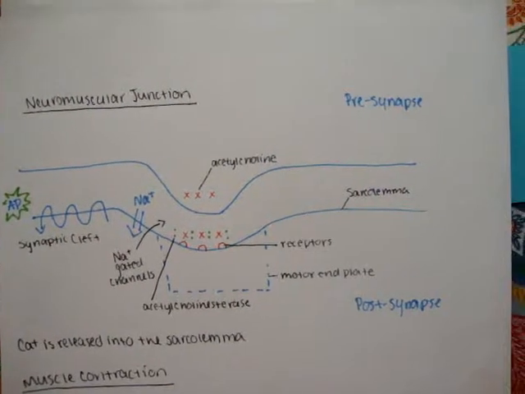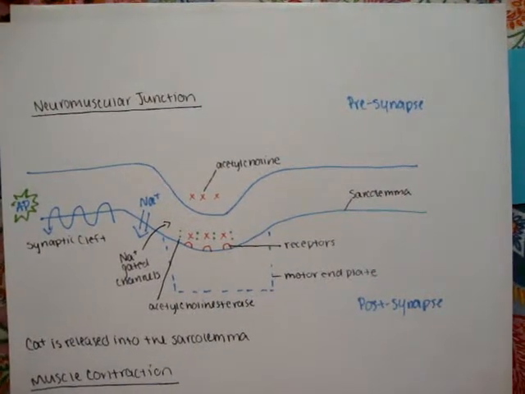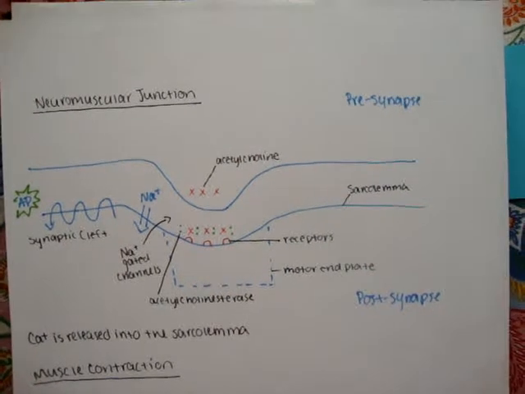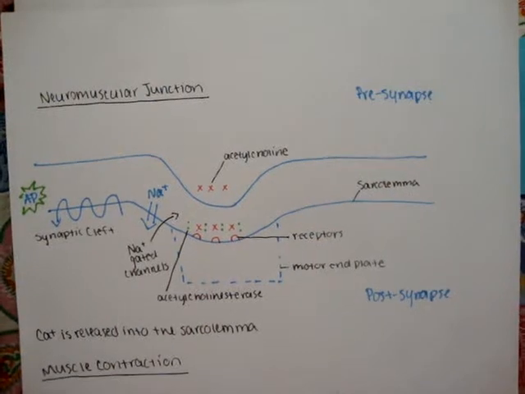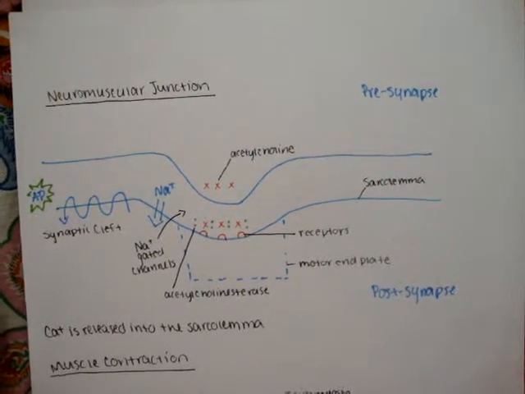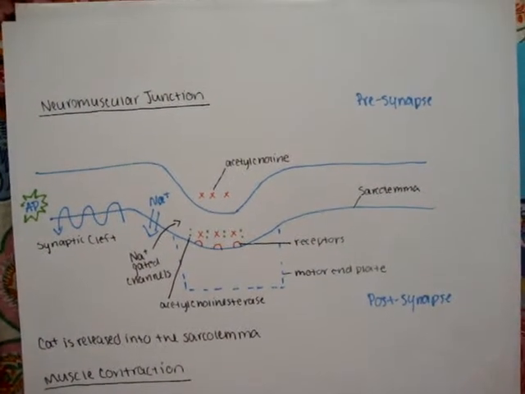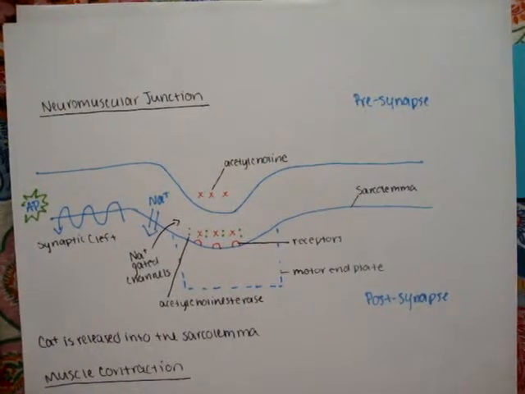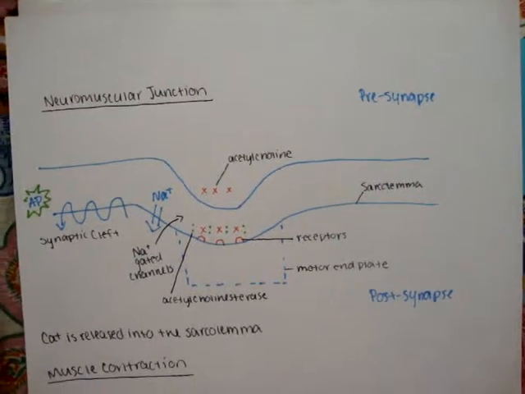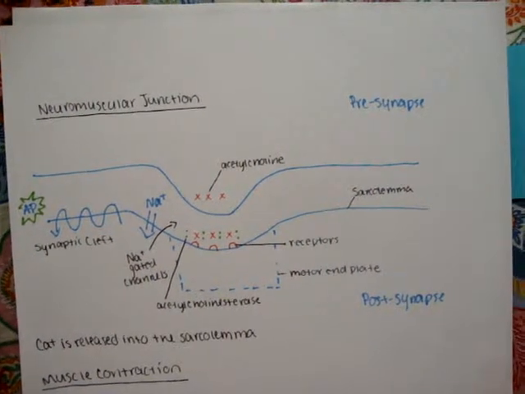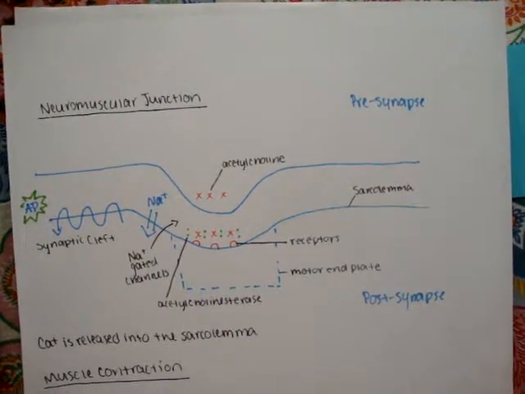This is a neuromuscular junction. The neuromuscular junction is where the motor neuron meets the muscle cell. The motor neuron releases acetylcholine, which attaches to receptors at the motor end plate of the sarcolemma on the muscle cell. Once enough acetylcholine has bound to the receptors, an enzyme called acetylcholinesterase destroys or breaks down the remainder of the acetylcholine that is no longer needed.